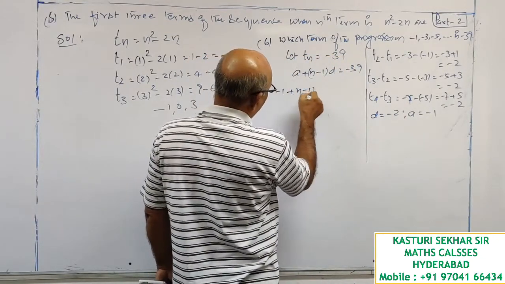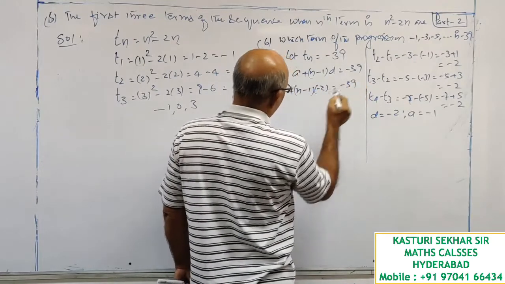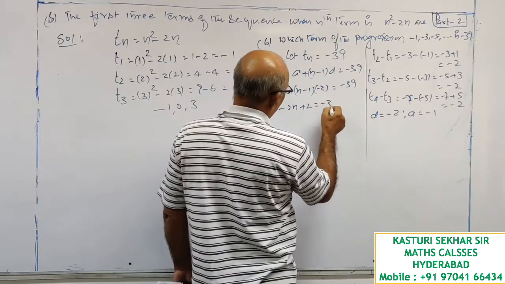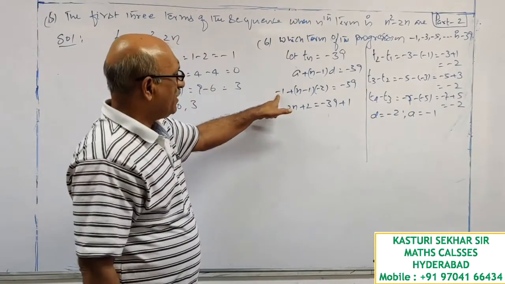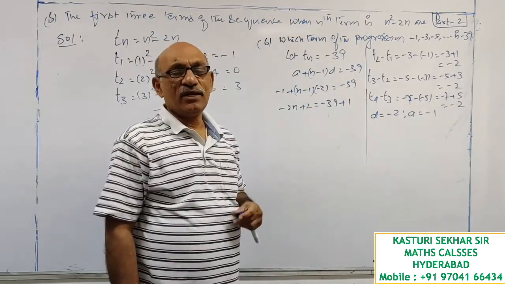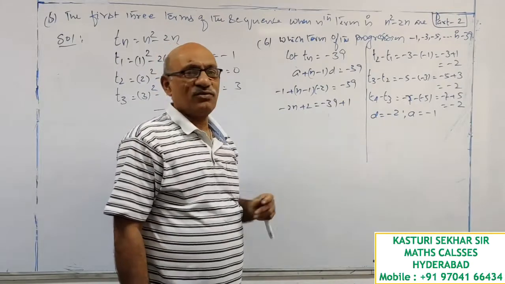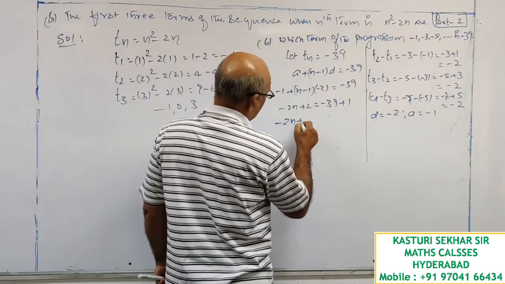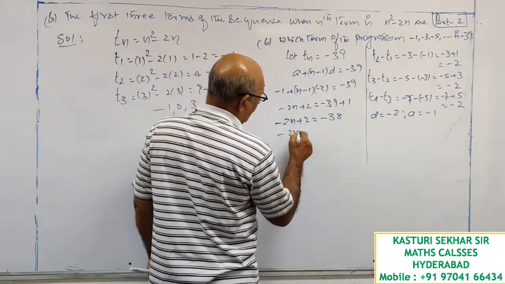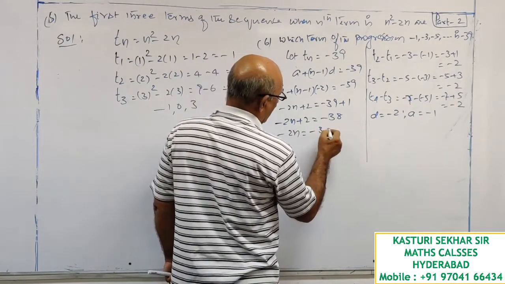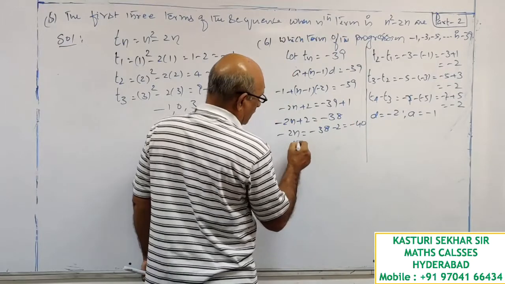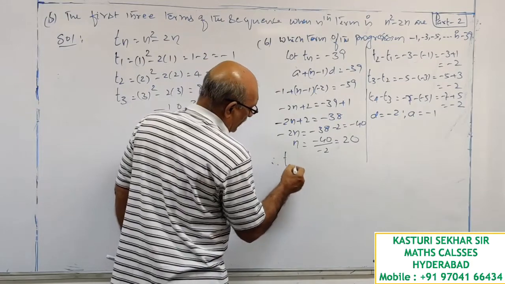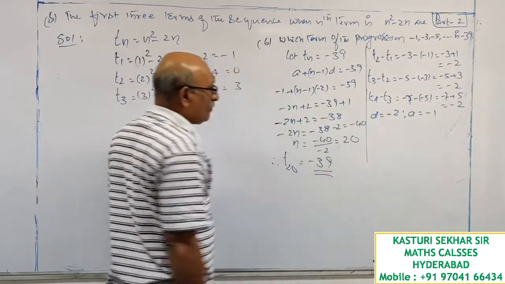Minus 1 plus n minus 1 into minus 2 is equal to minus 39. Open the brackets, minus 2n plus 2 is equal to minus 39 plus 1. I'll take minus 1 to the right hand side. This negative term will become positive. So minus 39 plus 1 is minus 38. Take this plus 2 also to the other side, minus 38 minus 2, this is minus 40. n is equal to minus 40 by minus 2, 20. Therefore, 20th term is equal to minus 39.